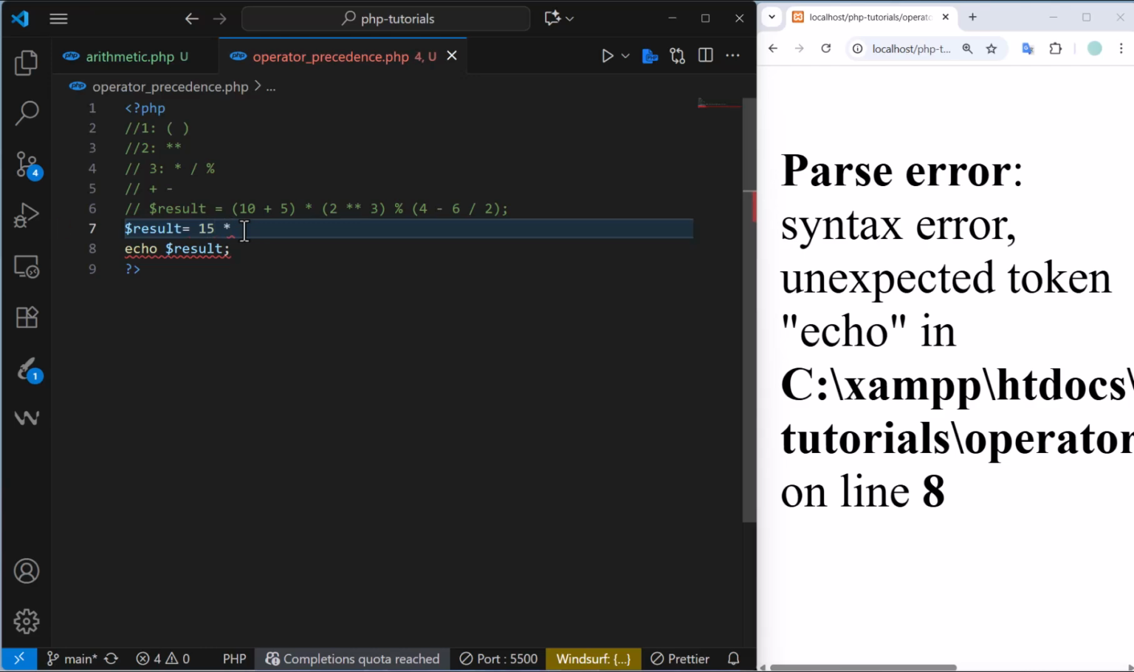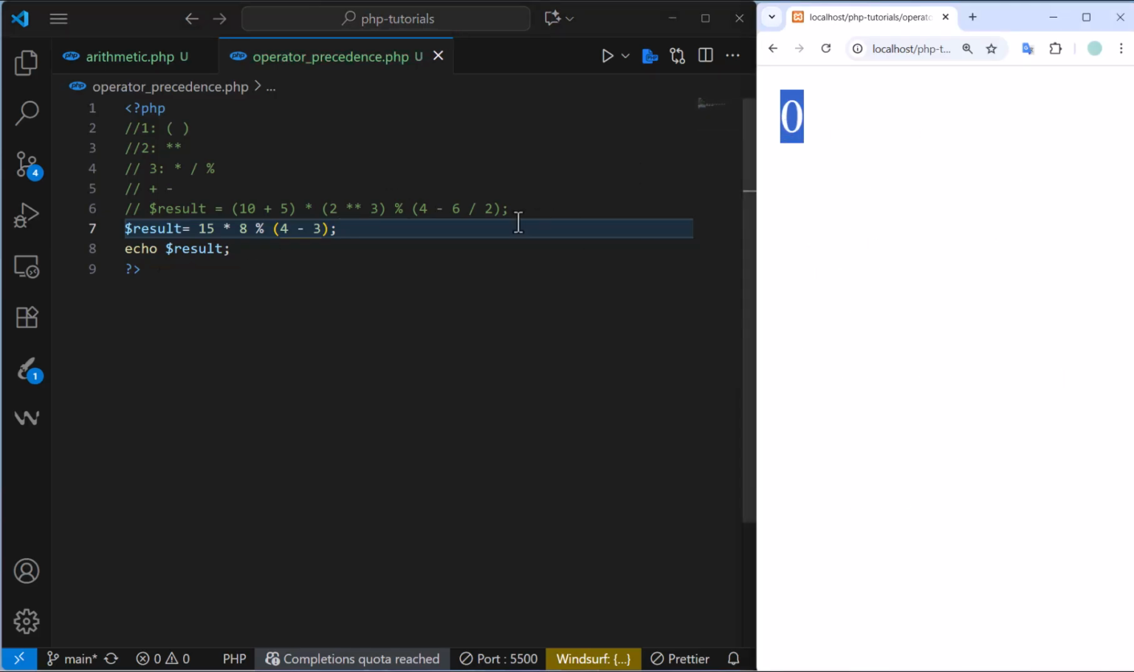After that, we have to solve this operation because this is also inside parentheses and it's in the power as well. So 2 to the power of 3 is equal to 8. Then our remainder. Now we have to solve this equation. So in here, the first thing that we have to solve is 6 divided by 3. So let's do that. 4 minus 3. Now if we echo this, we got 0.